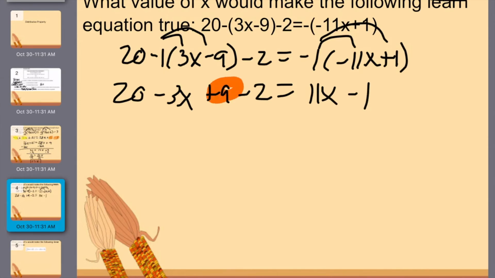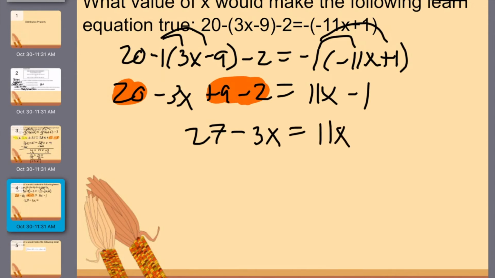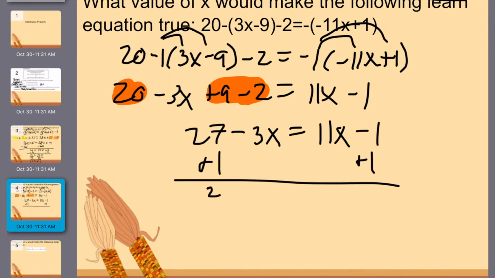So now I need to go ahead and combine some like terms on my left-hand side. So 20 plus 9 is 29, minus 2 is 27. So I have 27 minus 3x equals 11x minus 1. I'm going to add 1 onto both sides so I can get my constants to be on the same side. So I have 28 minus 3x equals 11x.